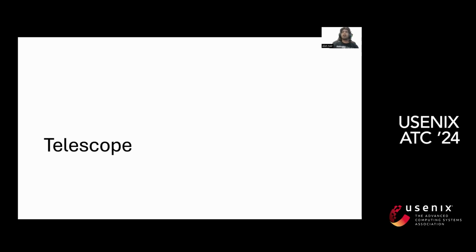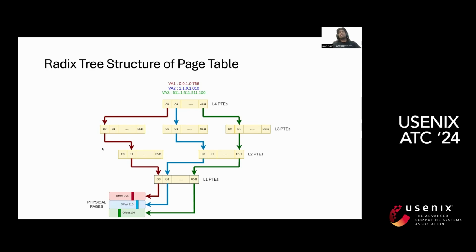Now I shall present our work, Telescope, and show how its design enables effective memory access telemetry at the terabyte scale. Telescope exploits the radix tree structure of the page table. Radix tree is a multi-level tree data structure that is used to maintain the page table on most architectures.